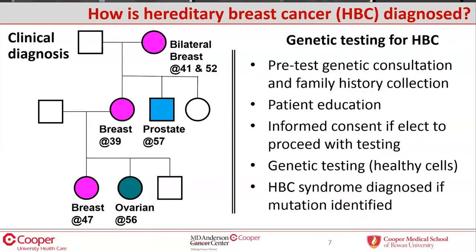The testing is done on healthy cells. So this kind of testing is done on typically a blood sample or a saliva sample, but sometimes we could use cheek cells or skin cells. It kind of depends. But again, not tumor cells, because that's different. And then if we find a mutation in a hereditary breast cancer syndrome gene, then we know that this syndrome was identified, and we have a genetic test diagnosis that probably goes hand in hand with the clinical diagnosis.